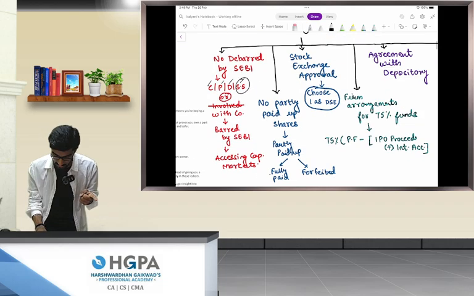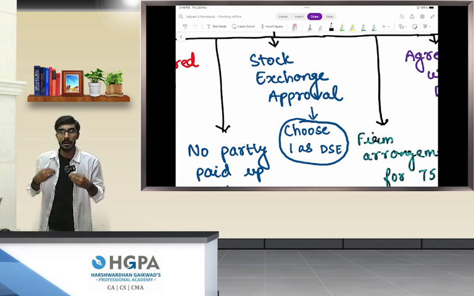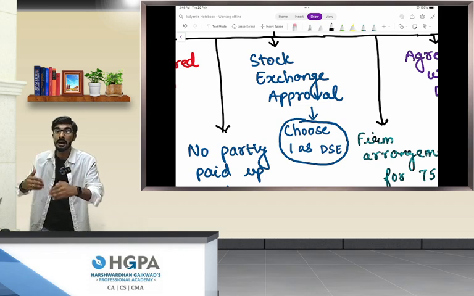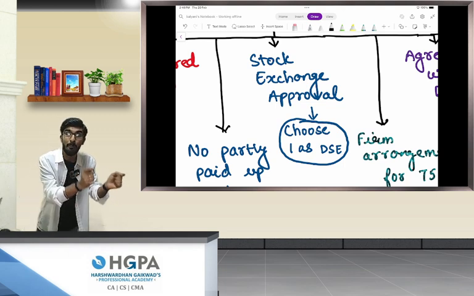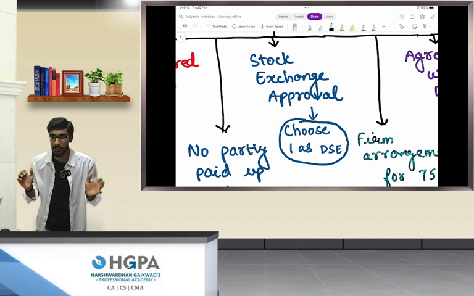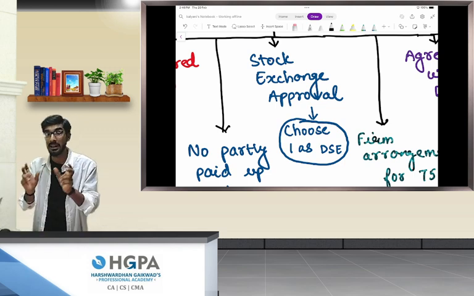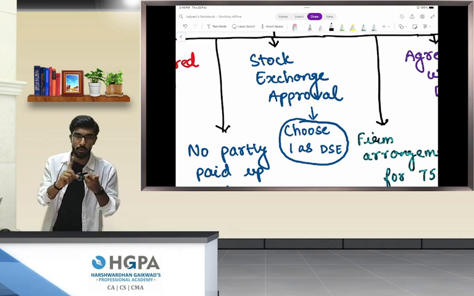Cool. Next, stock exchange approval. Now people, if Lenskart is listing its shares on the stock exchange, it should first have approval of the stock exchange. Right or wrong? Logically speaking, very logical. If I am listing my shares in a market, first I should get an approval from the market to list my shares. Cool. So 2 points, very easy.